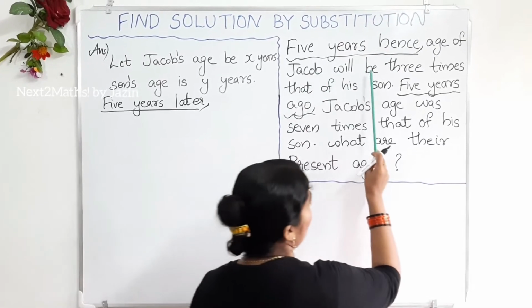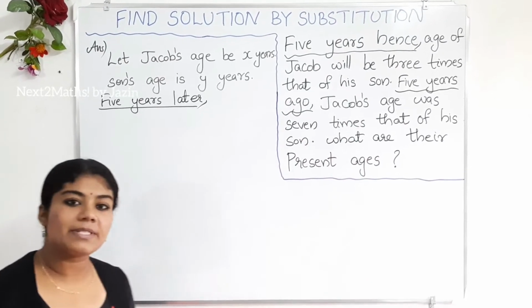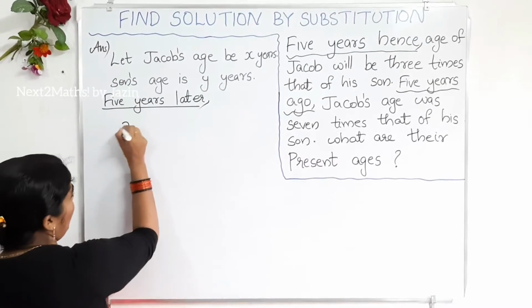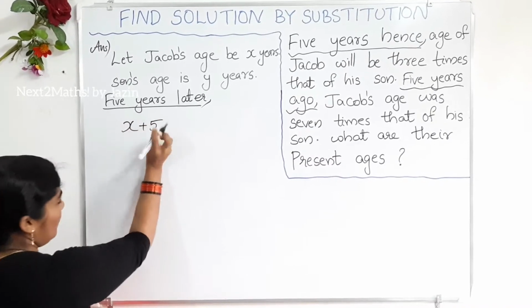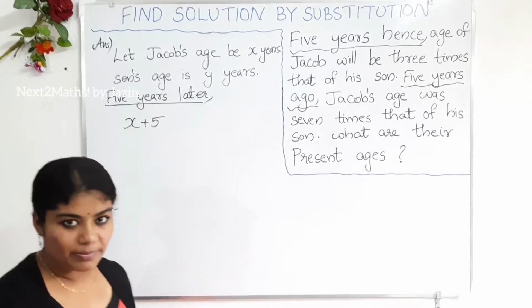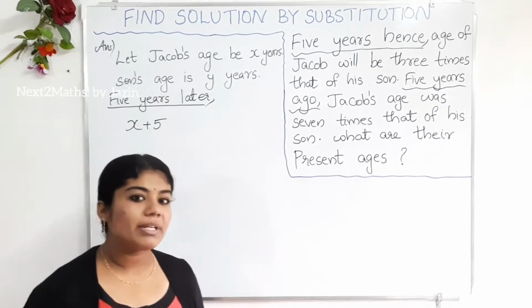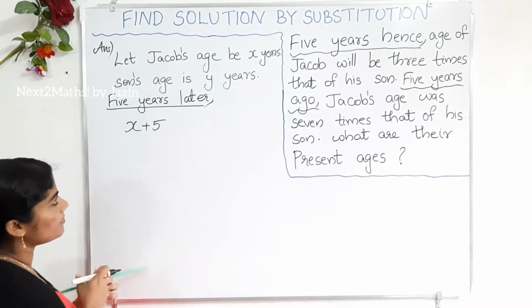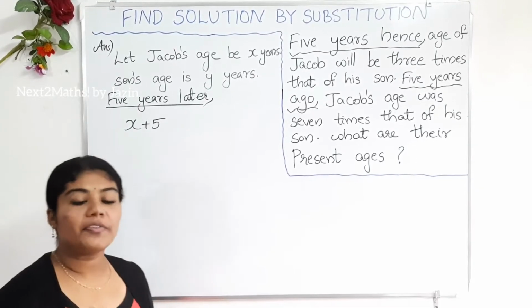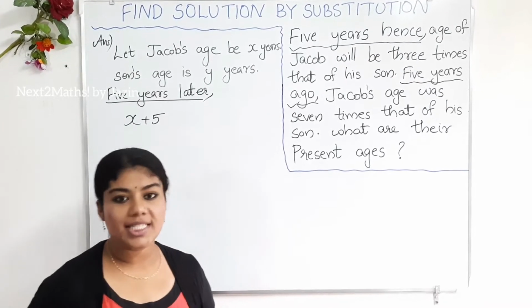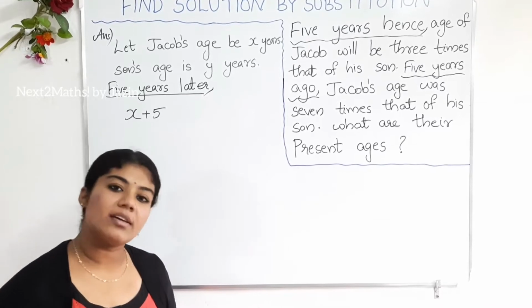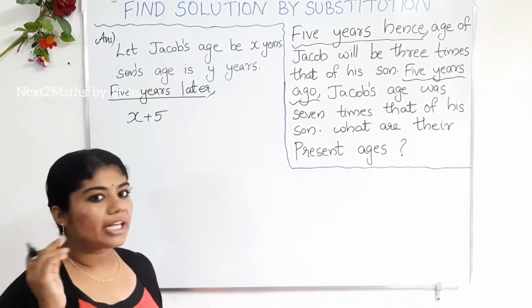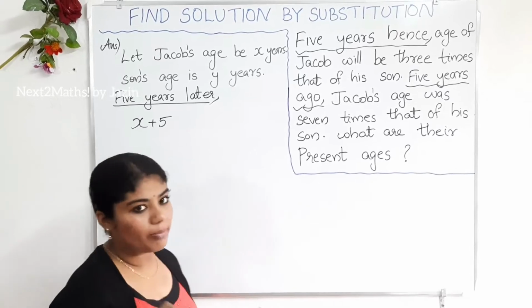What will be Jacob's age 5 years later? x plus 5. Similarly, if the son now has the age y, after 5 years, what is the son's age? y plus 5 will be. Okay, you should remember that, keep it in your mind.